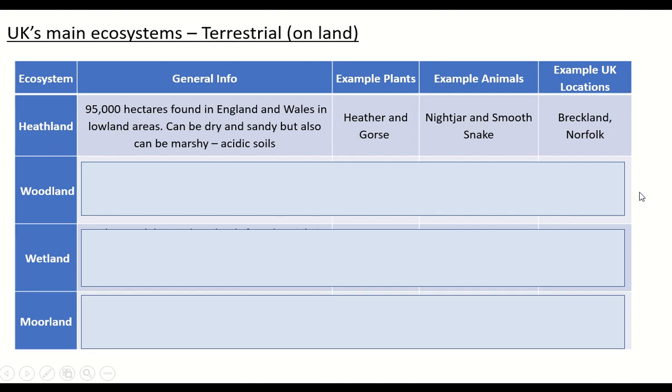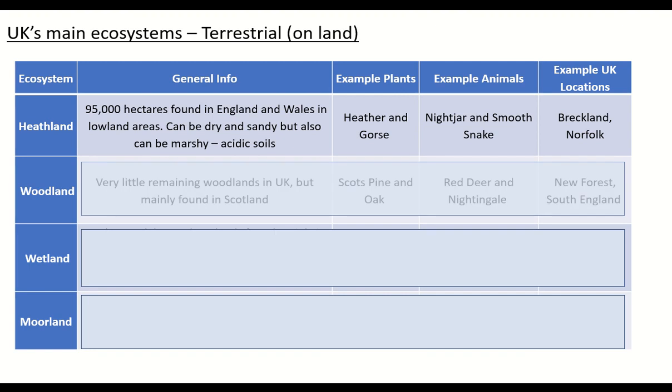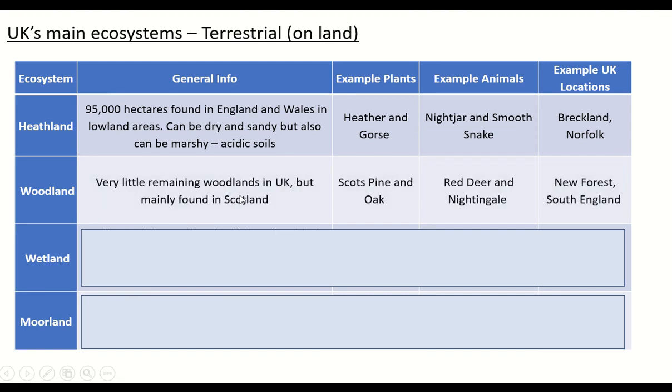We've got quite a few woodlands in the UK as well, but not all of them are natural. There's very little remaining woodland in the UK compared to what it was. Imagine a time when the UK was about 80 to 90% woodland. This was the scene about 300 or 400 years ago. We tended to get rid of quite a lot of that.